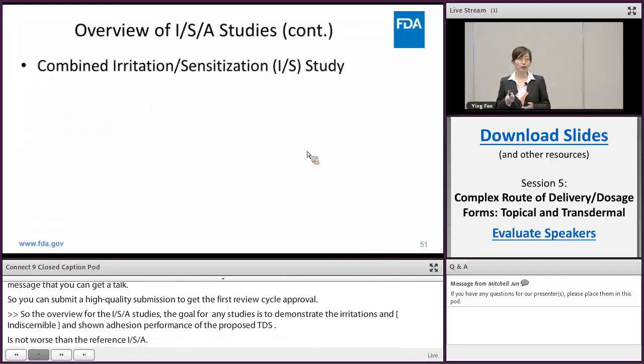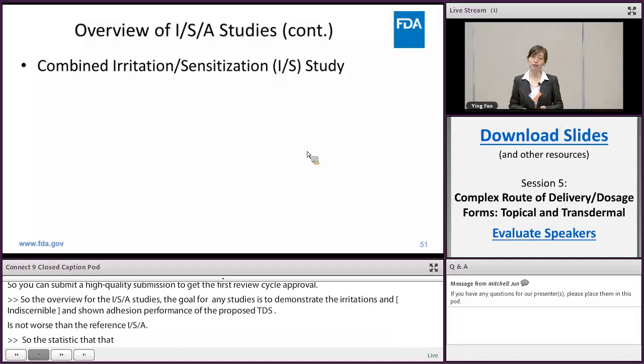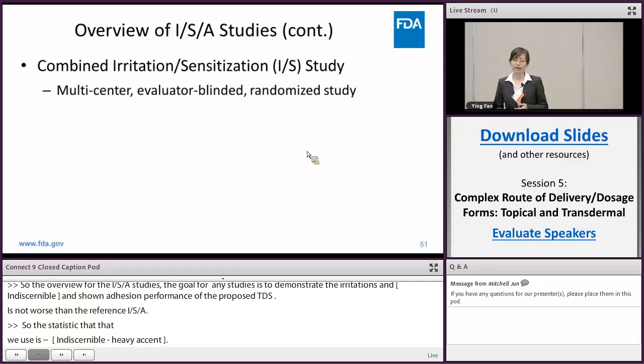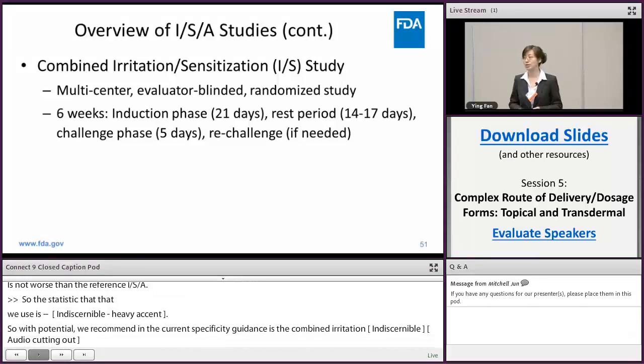To evaluate the irritation and sensitization potential, what we recommend in the current product-specific guidance is the combined irritation and sensitization study. It is a multi-center, evaluator-blinded, randomized study, composed of 21 days of induction phase, 14 to 17 days of rest period, 5 days of challenge phase, and if needed, a re-challenge phase will also be included in the study.